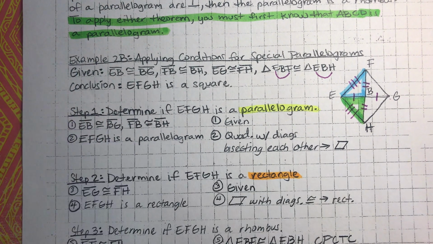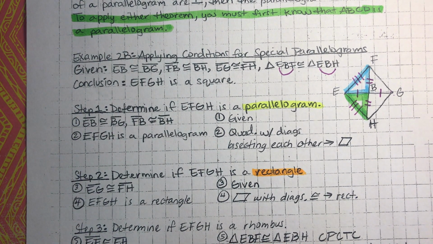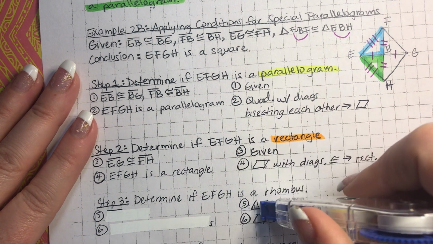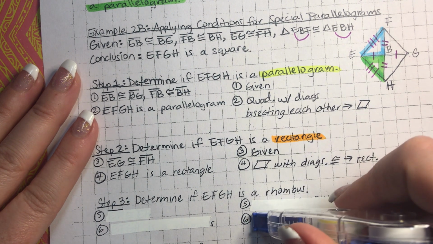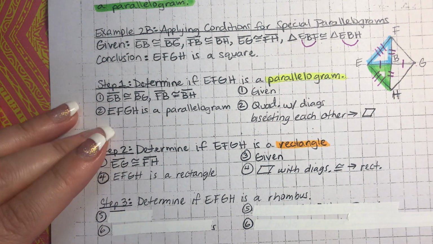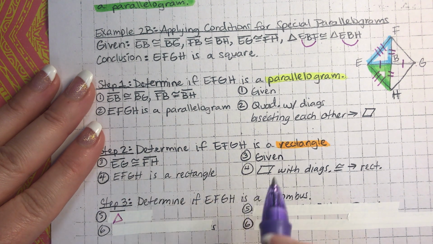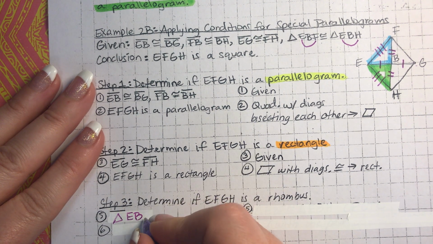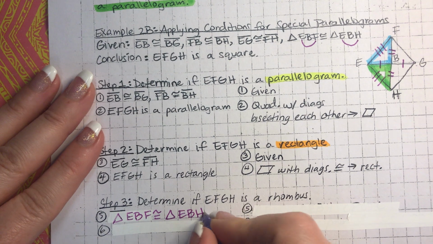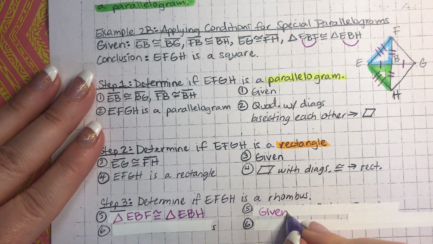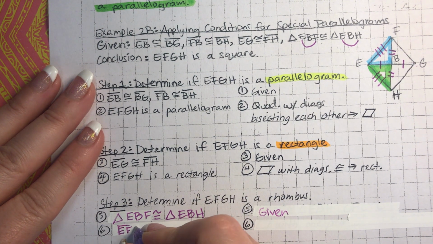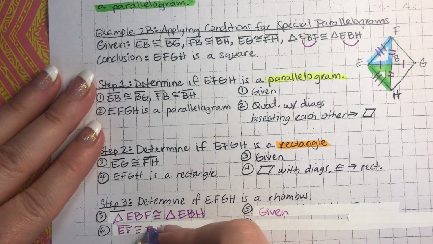Okay, so let's go ahead and do it. Now, this is written incorrectly, so I am going to erase it. The first thing we know is this given information. So we can say that triangle EBF is congruent to triangle EBH, and that is given information. And then we can say that these two sides are congruent. So EF is congruent to EH, right?